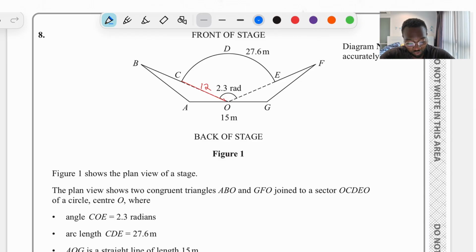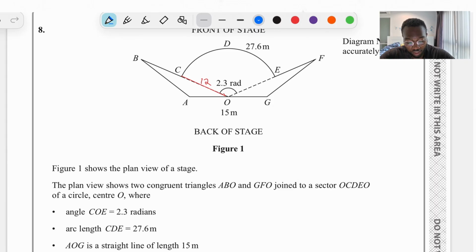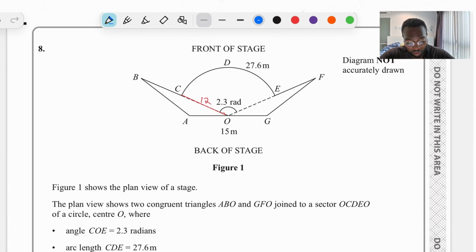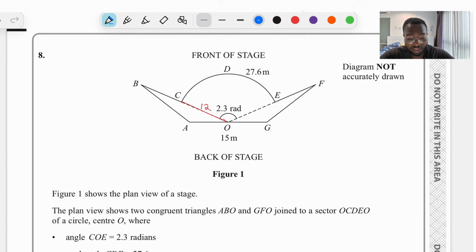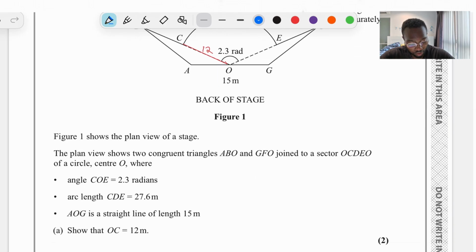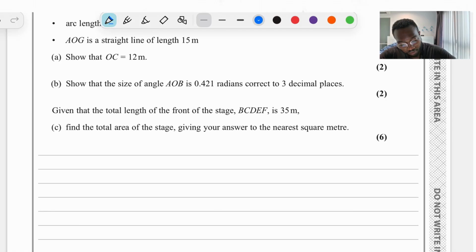OC is effectively the radius of that sector, right? It's the radius. So how can we work that out? Well, we can use the normal way, which is if we already know the arc length, which we do, the arc length is 27.6. And we know that 12 must be the radius. If I make this part A, we can use the formula L is equal to R theta.